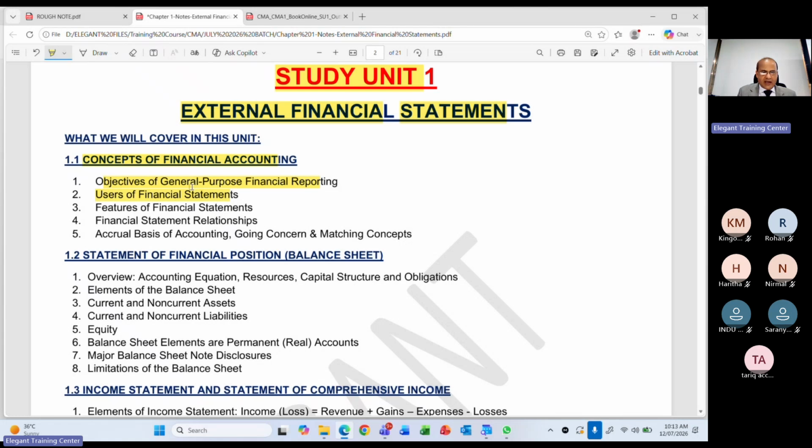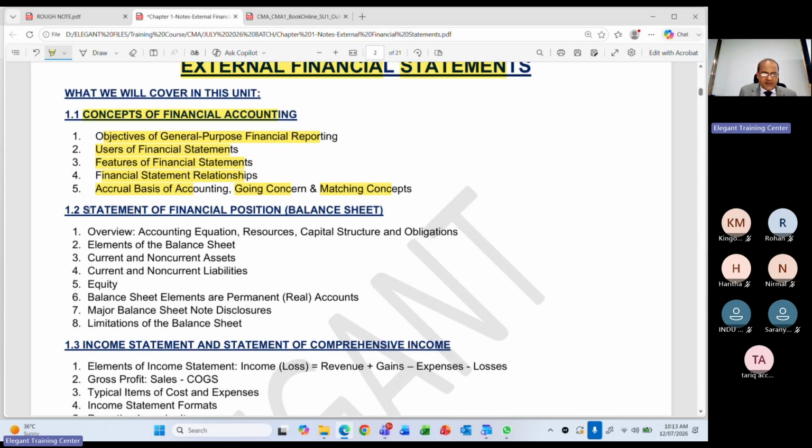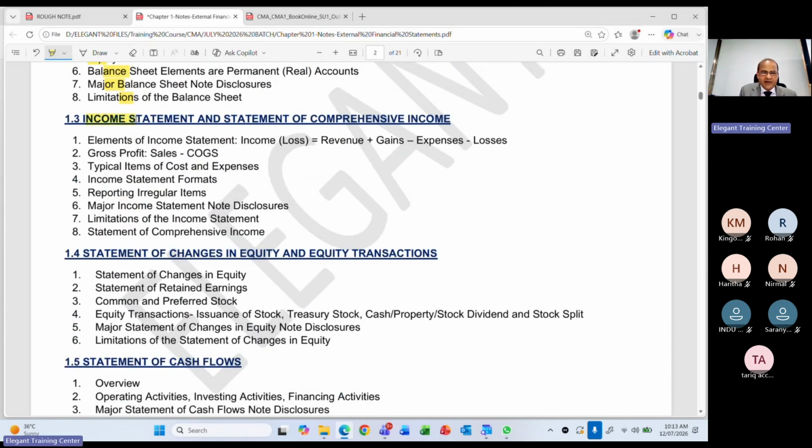Concepts of financial accounting, features of financial statements, financial statement relationship, accrual basis and going concern and matching concepts. Second topic, statement of financial position and balance sheet, overview, elements, current and non-current, these are all in the balance sheet. Then coming to income statement and comprehensive income statement. We will discuss it. So these are the items we are going to cover in the income statement.